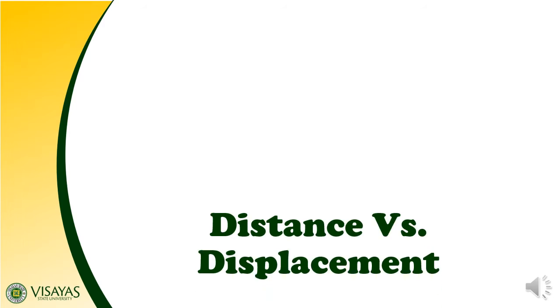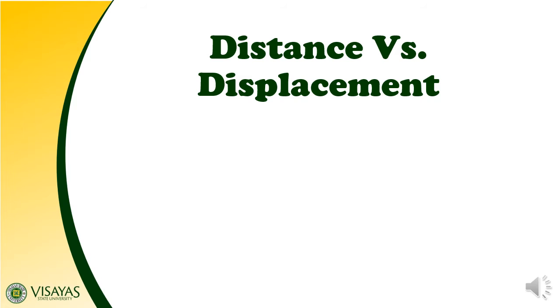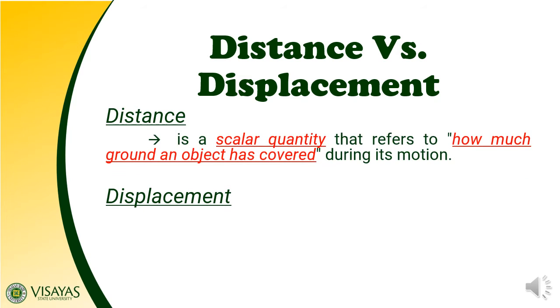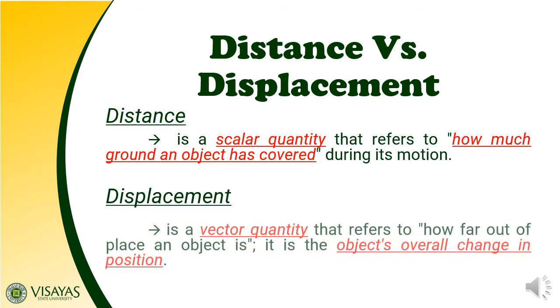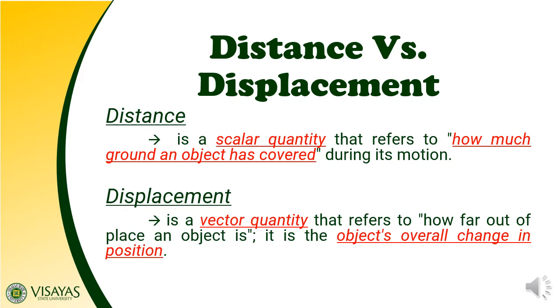Now we'll be describing and differentiating the different physical quantities, starting with distance and displacement. So what is distance? What is displacement? Distance and displacement are two different concepts. Distance is a scalar quantity that refers to how much ground an object has covered during its motion, while displacement is a vector quantity that refers to how far out of place an object is. It is the object's overall change in position.